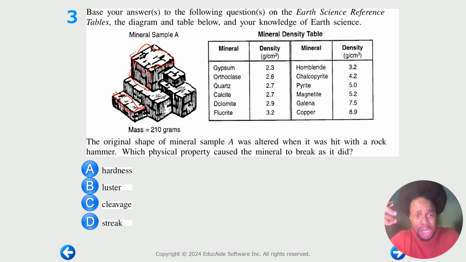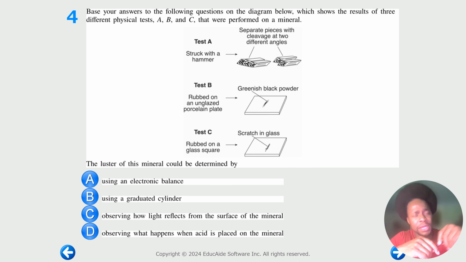Is it the hardness? No, the hardness doesn't make it break in a pattern. So it's not the hardness. Is it luster? Luster is the way a mineral shines. So luster has nothing to do with the way a mineral breaks or the pattern in which a mineral breaks. Cleavage, more like it. The streak is the color of the powder of the mineral, and this has nothing to do with streak. So yeah, definitely our answer would be C right there.